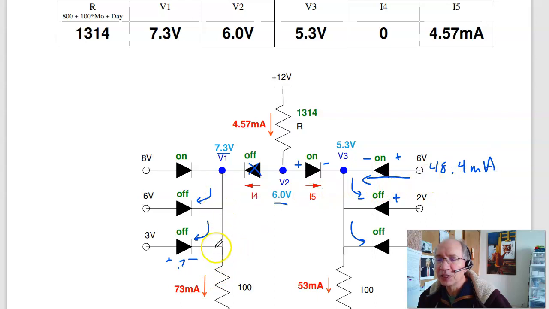And over here, 73 milliamps has to come from somewhere. That's this current. That is 73 milliamps. That's problem 1.